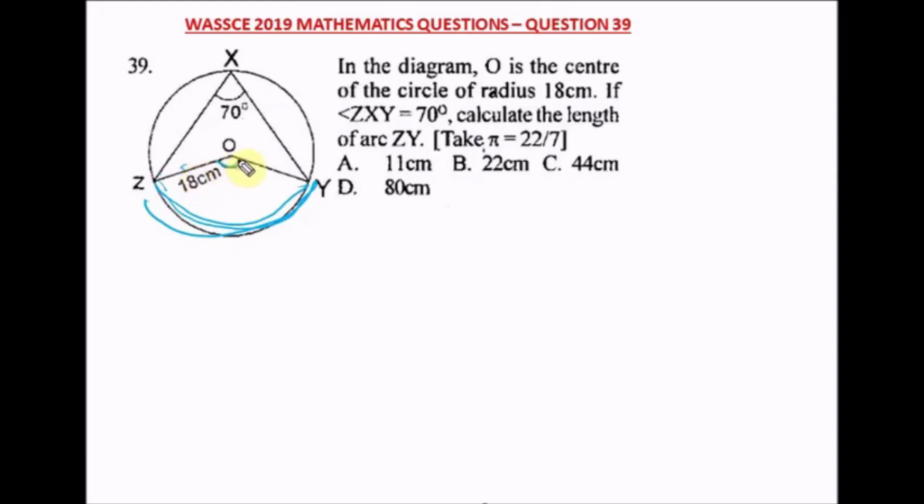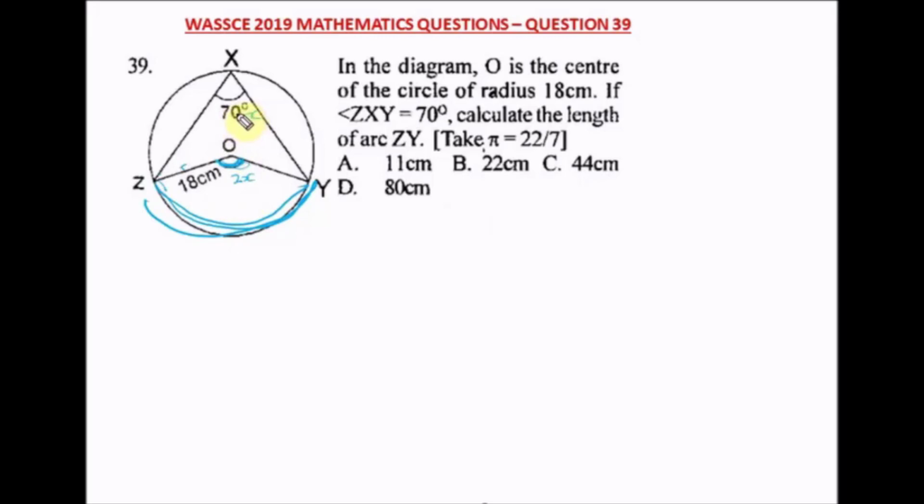Okay, so we have to know what this angle is. I remember in circle theorems, there's a theorem that states that the angle subtended by an arc at the center of a circle is twice that subtended at any point on the circumference. That means if this is x, this particular angle at the center subtended by the arc will be 2x.